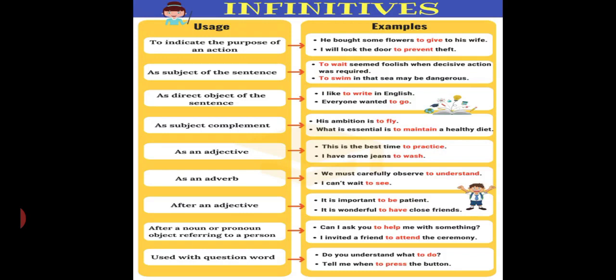Now you see how all to infinitives can be used to indicate the purpose of an action, like I will lock the door to prevent theft. As a subject of the sentence, like to swim in that sea may be dangerous. As direct object of the sentence, I like to write in exams. So what do I like? Giving the answer of what? To write. As subject complement, his ambition is to fly. What is his ambition? To fly.